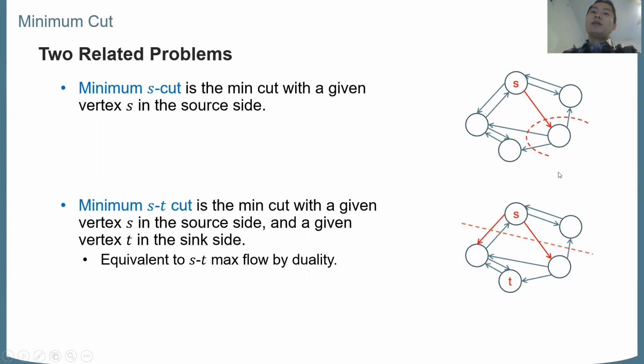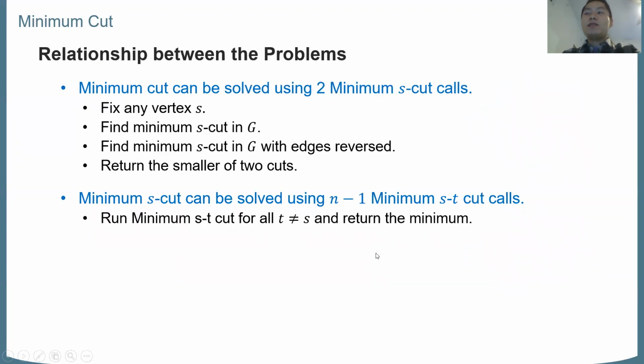And then the minimum ST cut is the min cut with a given vertex S in the source side and T in the sink side. So again, in this graph, if we mark S and T in this way, then the ST min cut will have value 2. Okay, it's known that minimum ST cut is equivalent to ST max flow. And these variations are closely related.